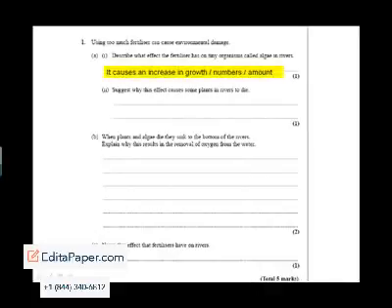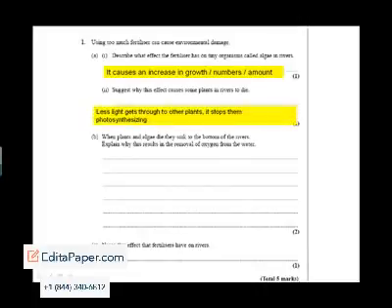Basically what happens is it causes an increase in the growth of algae. You could put an increase in the numbers of algae or an increase in the amount of algae. We're then asked to suggest why this effect causes some plants in rivers to die. You've got to consider we've got more algae growing, so basically less light gets through to the other plants and it stops them photosynthesizing.